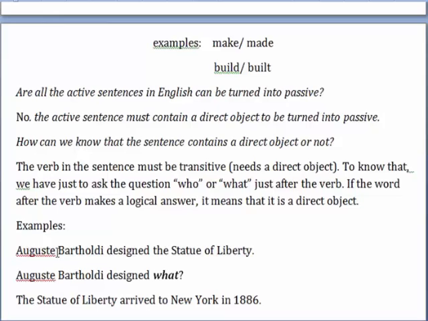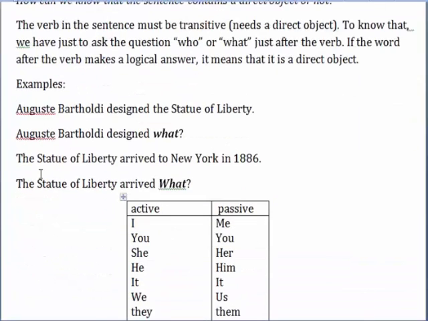Example: August Bartholdi designed the Statue of Liberty. Here we say August Bartholdi designed what? Designed the Statue of Liberty. So the word after the verb makes a logical answer to the question what. It means it is a direct object. But the Statue of Liberty arrived to New York in 1886. The Statue of Liberty arrived what? To New York is not a logical answer.